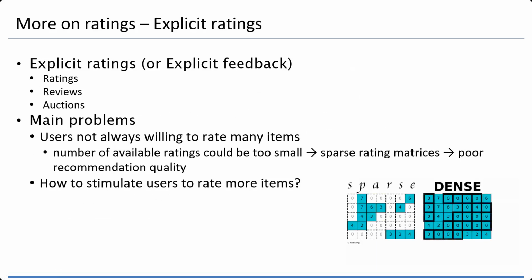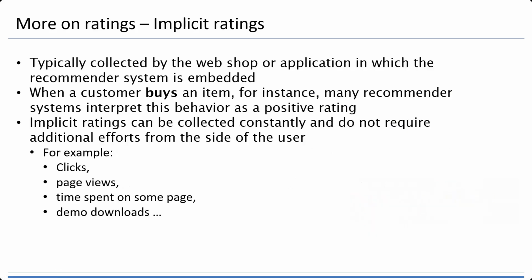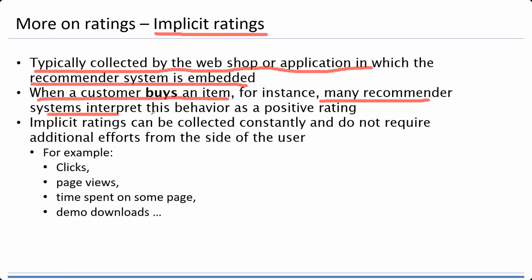So the explicit rating. You can look at the ratings obviously, but there is another rating we call implicit ratings. It is typically collected by the web or application in which the recommender system is embedded. For example, when a customer buys an item, the recommender system interprets this behavior as a positive rating.